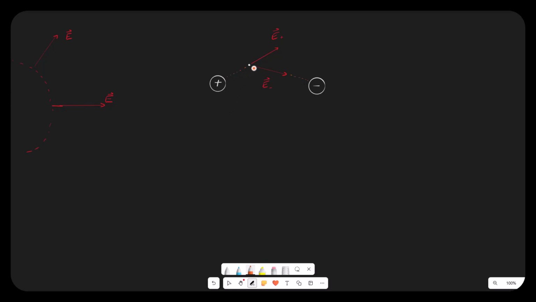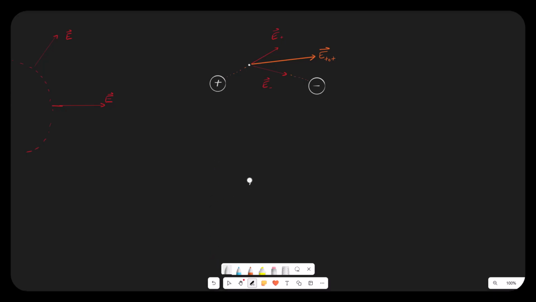Now the electric field at this location isn't this, and it isn't this. It's the vector sum of these. So I'm going to get something that points probably about like that, E total, at that location.